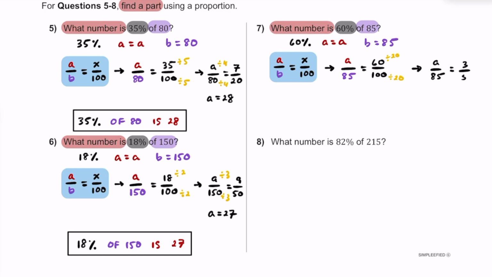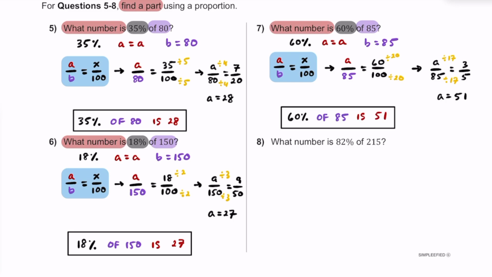So that's a lot more simplified, and hopefully you can see here that 85 divided by something is 5, because 5 is a factor. Now 5 times 17 is 85, so I know that we can say divided by 17. So if a divided by 17 is 3, then 3 times 17 would be a, so I know 3 times 17 would be 51. So we can say that 60% of 85 would be 51.